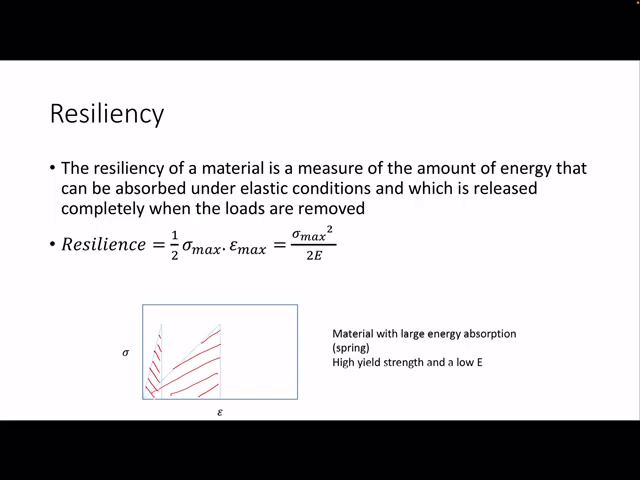So it's half times the maximum, sigma max, times the maximum strain. Or you can just write it in terms of maximum stress, because you know what it is in terms of Young's modulus. So that's quite important. A material with a large energy absorption is what we need for a spring. So a fairly high yield strength and possibly a low Young's modulus.